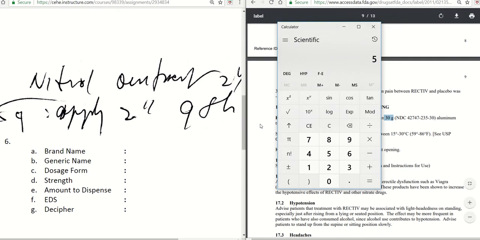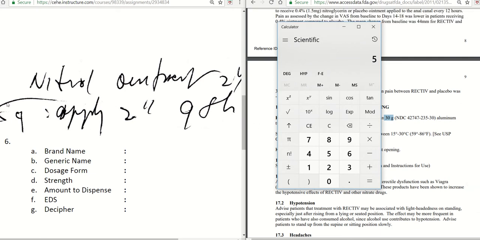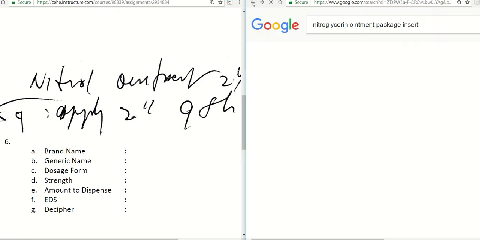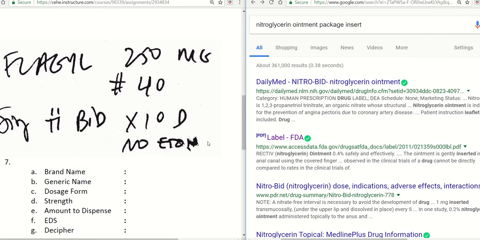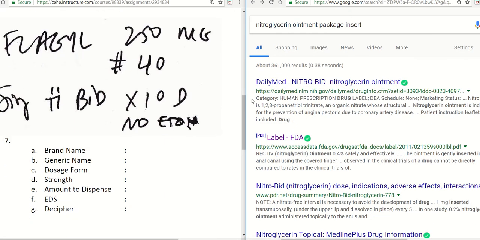Apply 2 inches to chest every 8 hours. What is that to the left of apply? This right here, yeah. SIG. It's their abbreviation of SIG and then colon. So anything before this colon, you can kind of ignore. Trust the madness, I guess. All right, next drug.